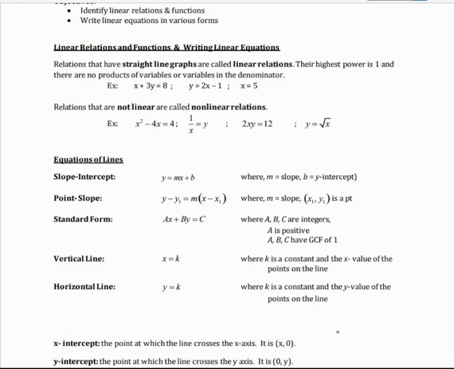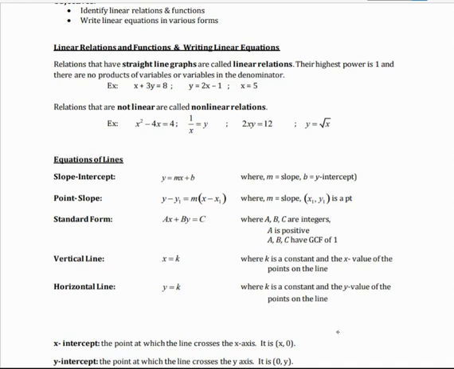And lastly, we have a square root, and what we'll learn later on in the semester is really that's the same thing as having a power of 1/2. So again, we only want a power of 1, so that's not an example of a linear relation.